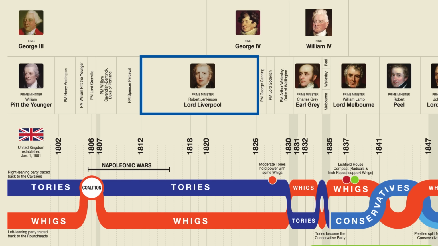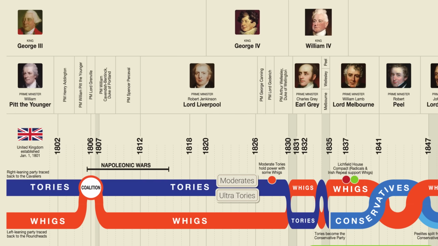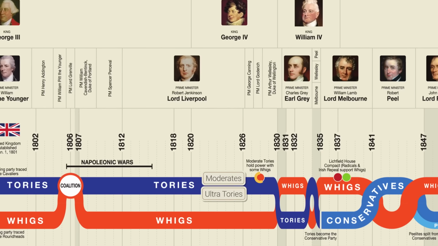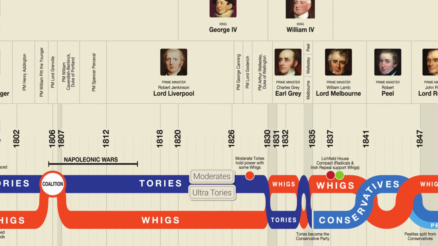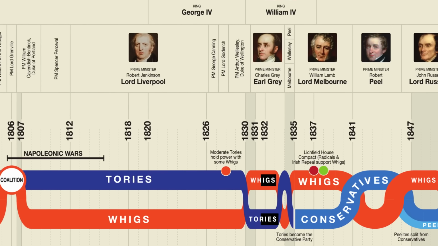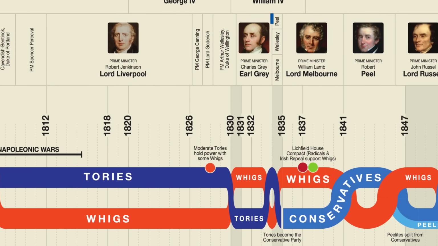All right, it was with the retirement of Lord Liverpool that the political landscape in the UK started to change. By this point, the Tories were split between moderate Tories and a group known as the Ultra-Tories. With the help of some Whigs, the moderates were initially able to hold on to power, but eventually, in 1831, the Tories lost, and the Whigs were finally able to come to power on their own. The new Whig Prime Minister was Earl Grey.